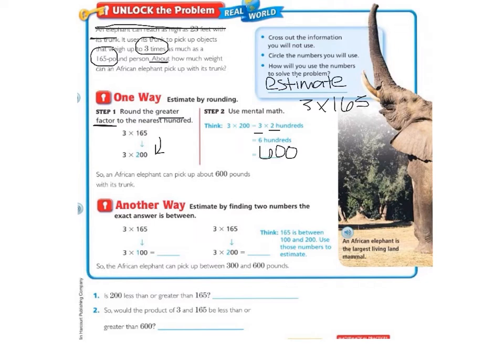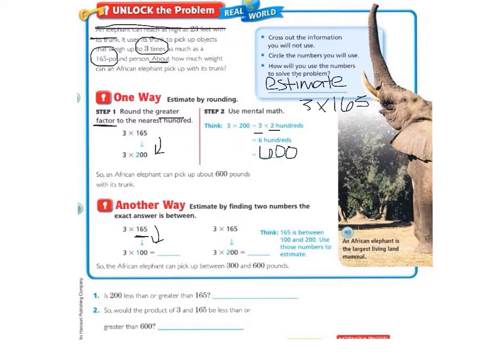This time we're going to multiply and we're going to find a high estimate and a low estimate, and we will know where our number is because it should be between those two estimates. So first we're going to round down. Rounding down is going to give us a low estimate. Remember, we always want to round the bigger number, so we're still going to round 165. I round 165 down to 100.